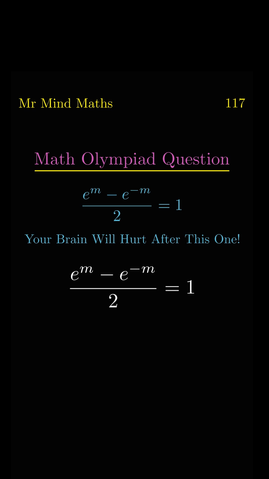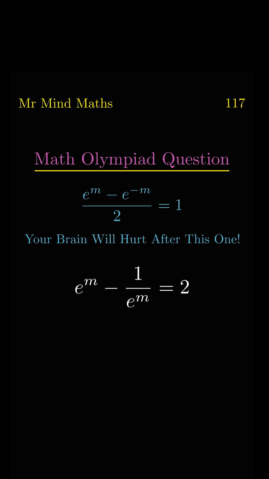So let's start. On the left hand side we see that 2 is undivided, so it can be multiplied to the right side. So we will multiply it to the right side. On the left hand side we see that we have e power minus m. We have to make the power positive, so we can write it as 1 by e power m.